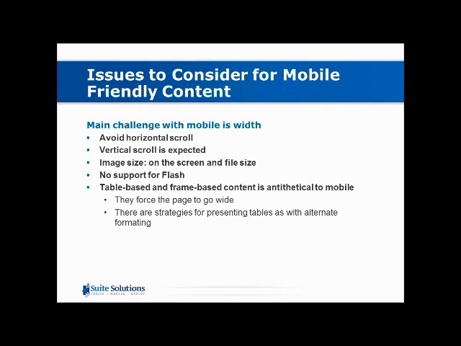And another thing to keep in mind is both tables and frames are very difficult to get to work properly on the mobile platform. And the reason is tables and frames both push things out horizontally. A typical frame-based site will end up having a nav bar on the left and your content on the right. And oftentimes the nav bar will be at least 200 pixels wide.